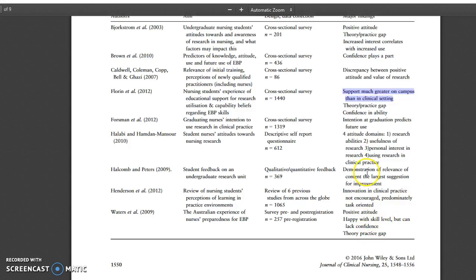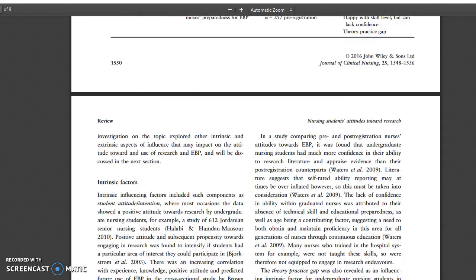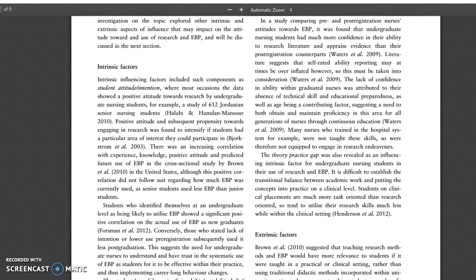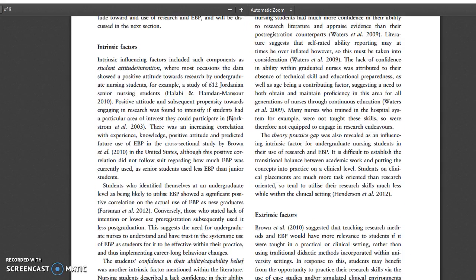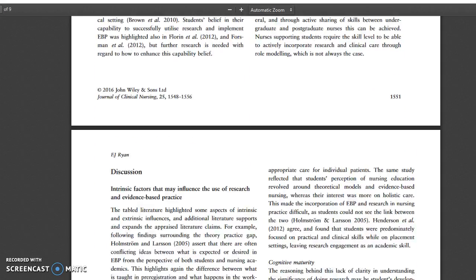Okay, so if you want to look at some of these other areas, just start to think about what they are, and then you can start discussing them together, and that's where you start. Now they've done it as intrinsic and extrinsic factors, and you can see they've done a definition here, which included such components as student attitude or intention, where on most occasions the data showed positive attitude. So they're telling you what they mean there.